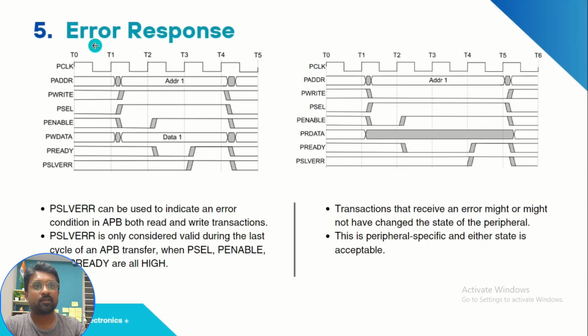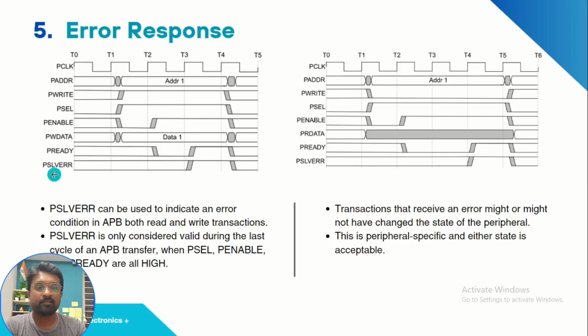And the next thing is we need to understand the error response. Error response is given with PSLVERR. This is another signal given by the slave in APB. When PSLVERR is 1, it is indicating an error. When PSLVERR is 0, it is indicating no error. This is with respect to the write transfer, and this is with respect to the read transfer.